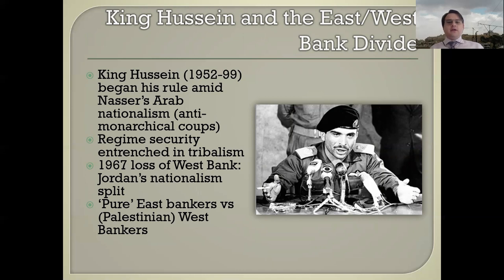King Hussein came into the picture in 1952, he was very young, and he started his rule at a time when there was already a lot of regional quarrels within the Arab world, certainly under Gamal Abdel Nasser, who was the first president of the Egyptian Republic. He overthrew the monarchy. And this is important because King Hussein then found that he had to contend with one of the largest Arab countries in the world.